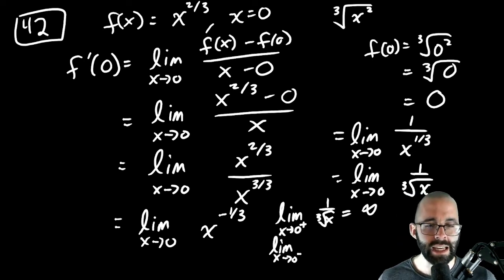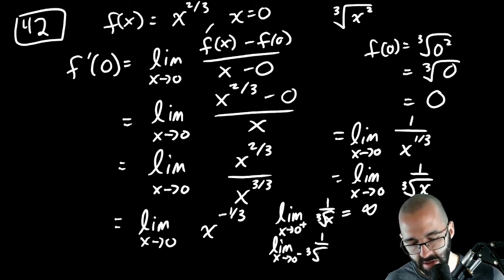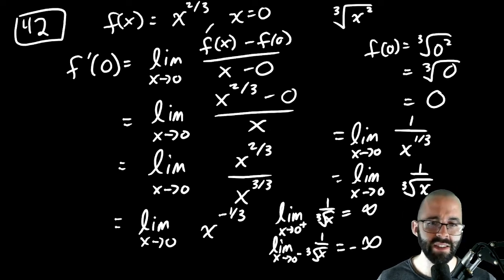Remember, when we say the limit equals infinity, the limit technically doesn't exist. We just describe the behavior by writing infinity. It's going to infinity from the right, negative infinity on the left. This limit does not exist.